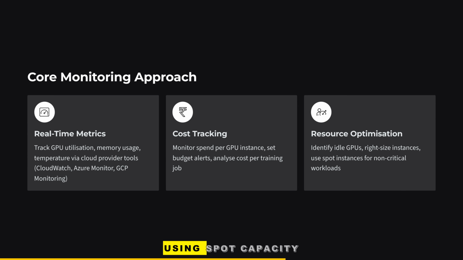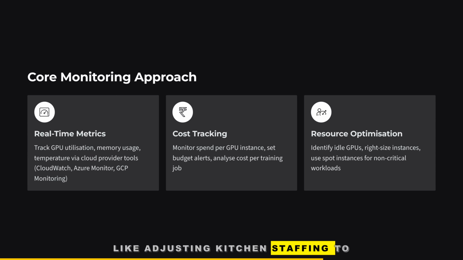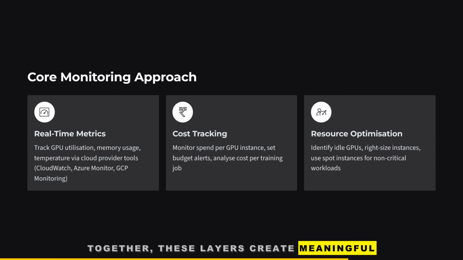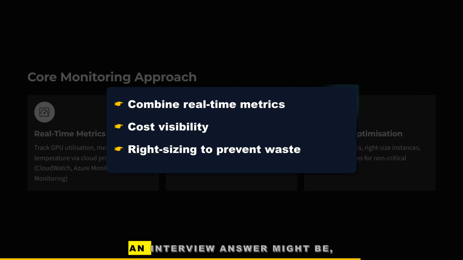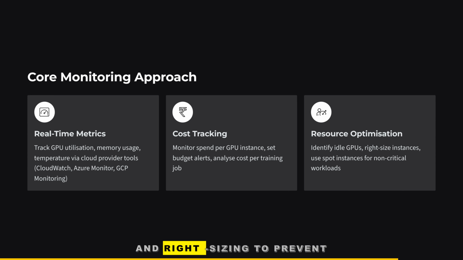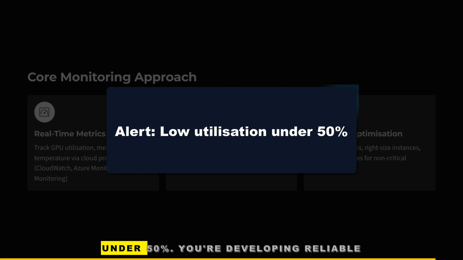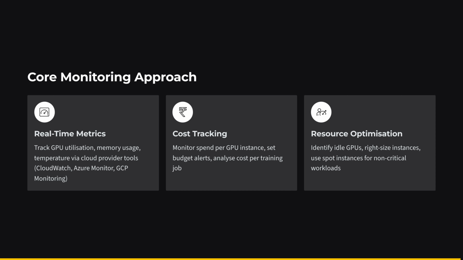Right-sizing hardware, using spot capacity when the workload allows it, and eliminating idle cards is like adjusting kitchen staffing to match the pace of the meal. Together, these layers create meaningful efficiency. An interview answer might be, "I combine real-time metrics, cost visibility, and right-sizing to prevent waste." If asked what alert you enable first, you can say low utilization under 50%. You're developing reliable production instincts.